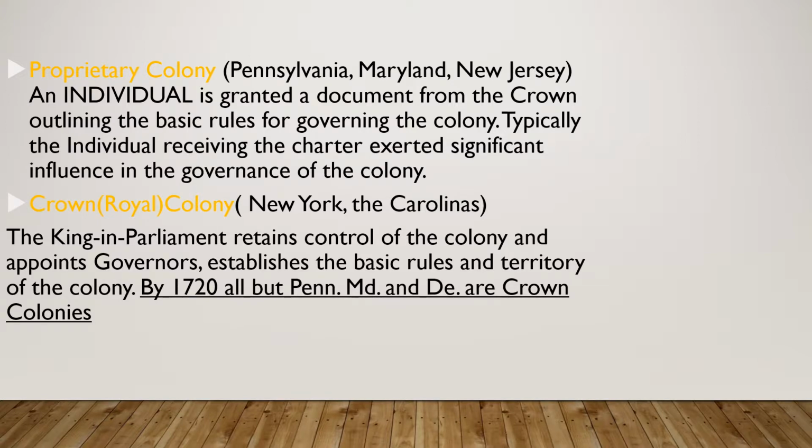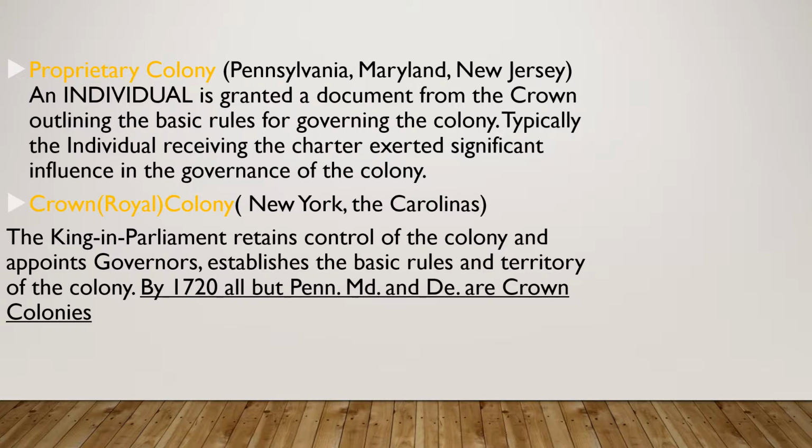No matter who the monarch is, whether it's going to be James I, Charles I, later on Charles II, James, Mary, or Anne, whoever the monarch is, that is the office of the king. And so the king in parliament is going to be basically the ultimate leader of this colony, if it is a crown colony.